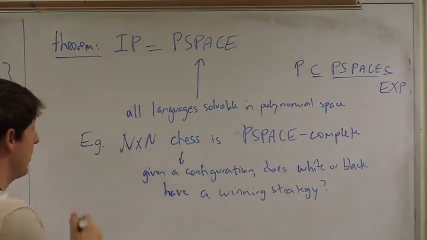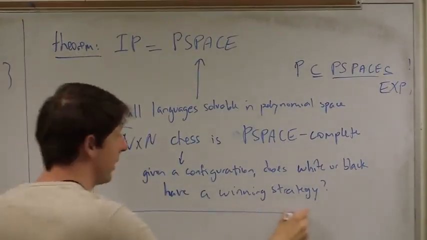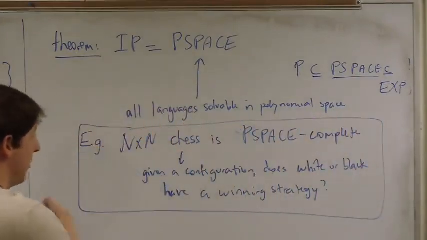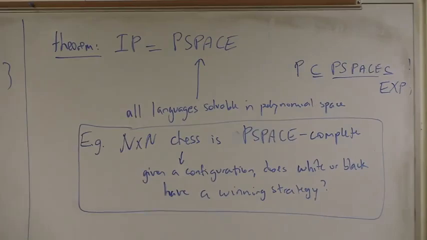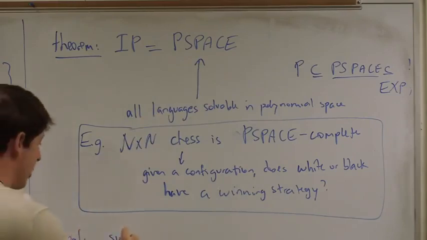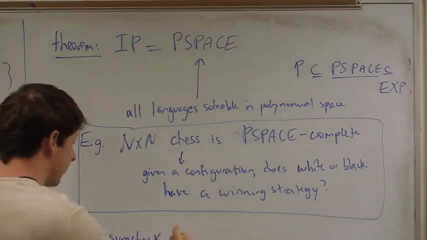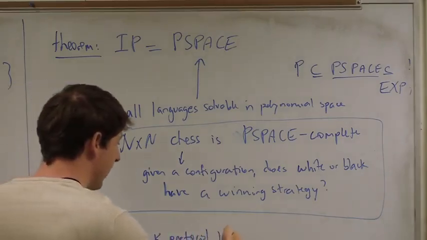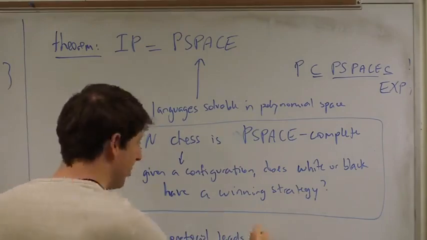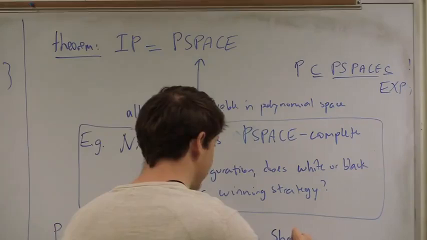So this is an example of a problem, and if you've ever tried to think about just how difficult this problem is to solve exactly, then you might appreciate just how large the class P space could be. Now the proof of IP equals P space is that the sum check protocol leads to a very famous protocol. It's called Shamir's protocol.